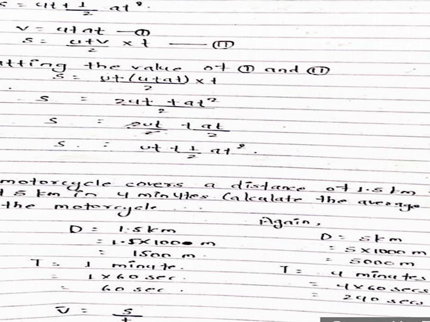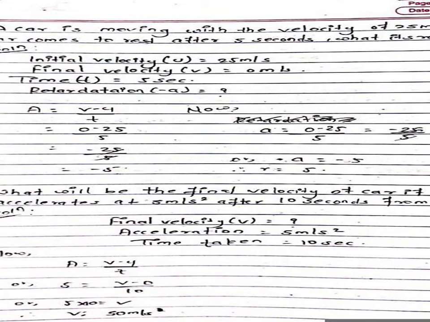This is again a motorcycle covering a distance of 1.5 kilometer in 4 minutes. If these types of questions are asked, you should first write down the given data. If it is given in kilometer, you should convert it into meters, and minutes into seconds, and then find the average velocity. We have so many formulas for average velocity, you can write it down from here, no need to explain.